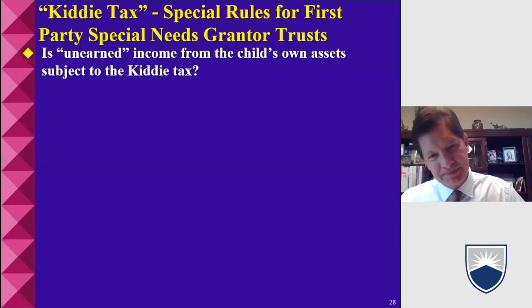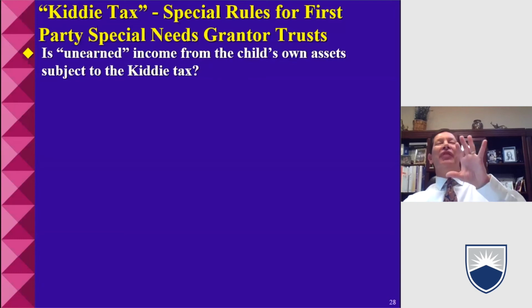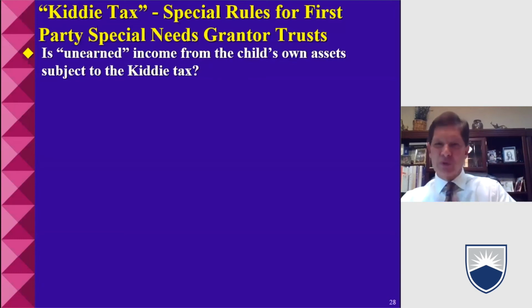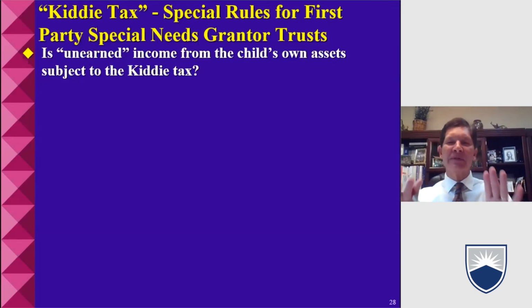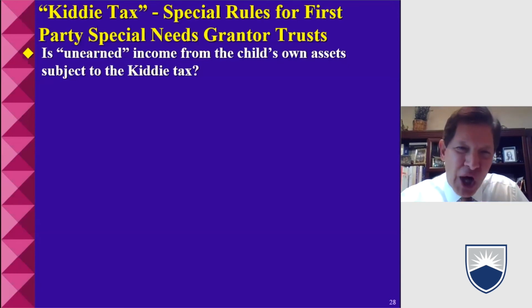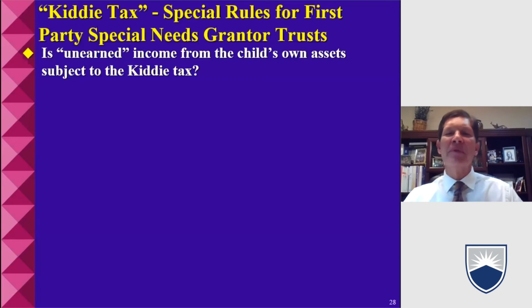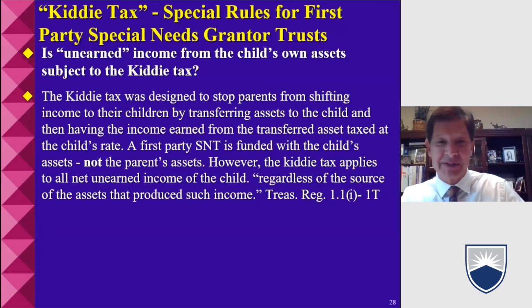It does. See, with a first party special needs trust, more often than not, they are grantor trusts, meaning they are disregarded entities. Here's the million-dollar question. Is unearned income from the child's own assets subject to the kiddie tax? I found this to be fascinating.